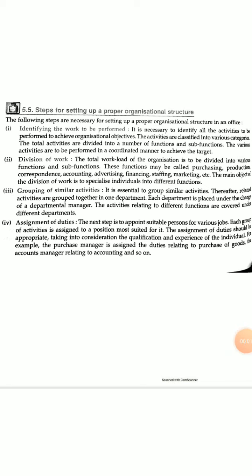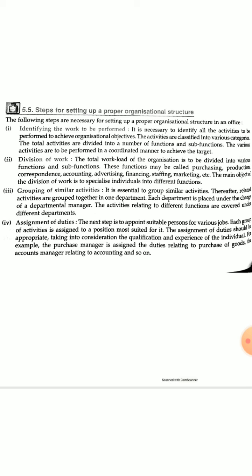Hello students, today we will discuss the next topic in your syllabus, that is steps for setting up a proper organizational structure, or steps in organizing. So let's start. In your book the points may be different, but the overall meaning or the headings of the topic refer to the same steps. So let's see one by one.